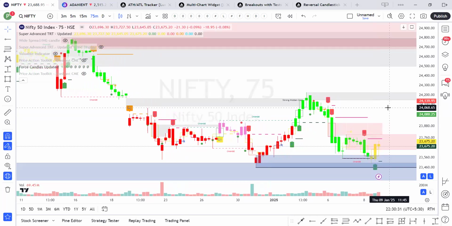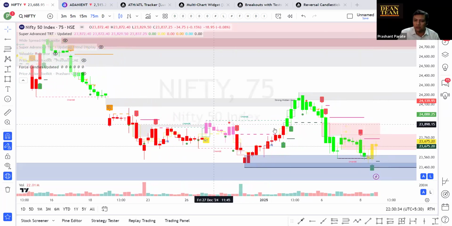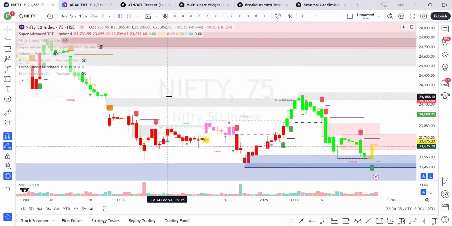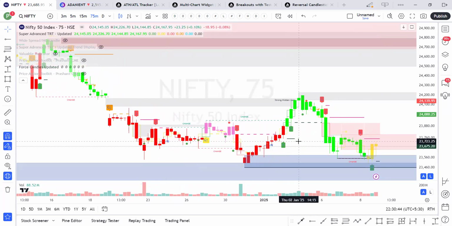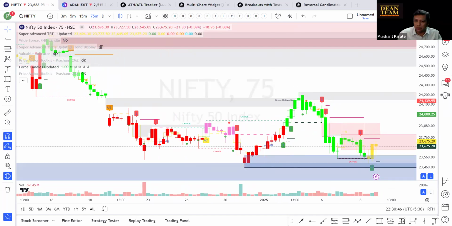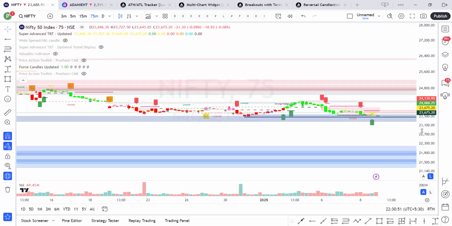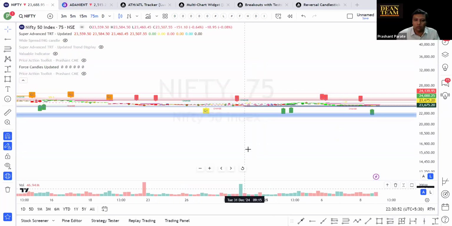Okay. So from which time are we seeing this chart? This is the 75 chart. Whichever chart you check, how many candles does it span? Whichever chart you check, what should you do?